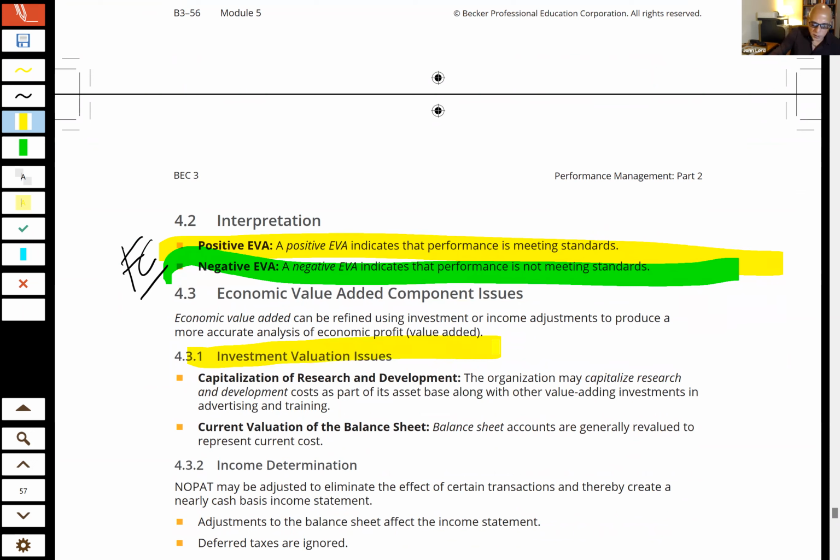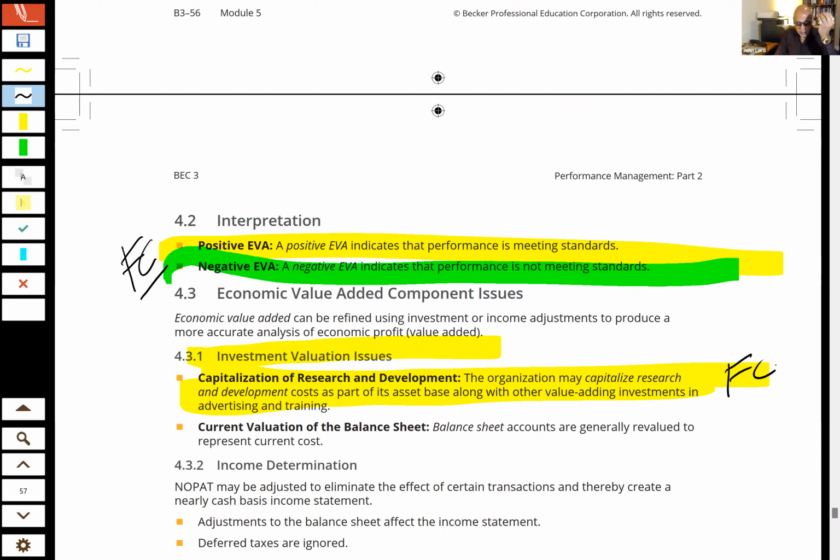One is to capitalize research and development. As you know, US GAAP says what? Expense all research and development, because most research and development collapses. Advertising, expense it, because you don't know for sure whether it has future economic benefit, etc.